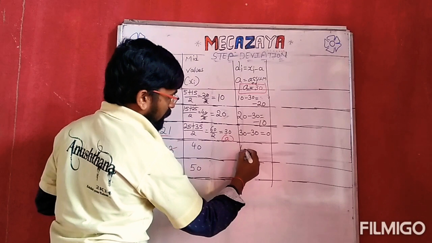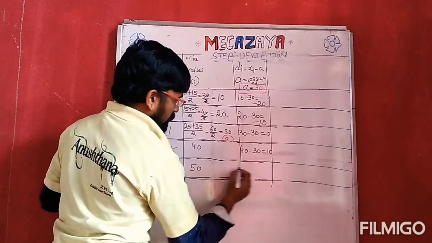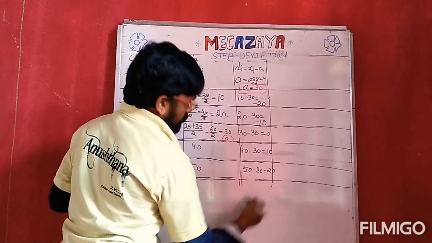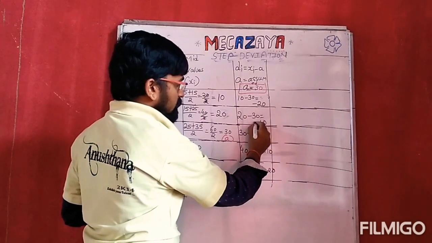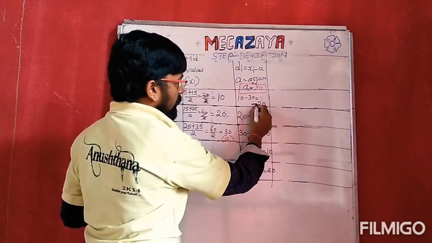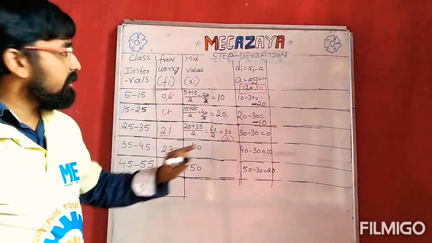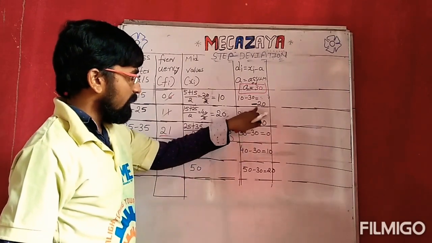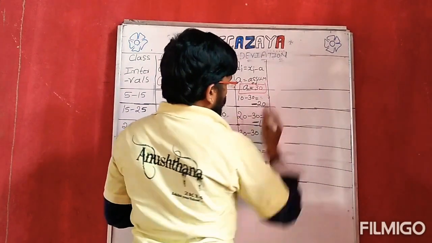Here 40 minus 30 is 10. 50 minus 30, the answer is 20. So let's check here: 0, minus 10, minus 20, plus 10, plus 20. Is it that? Yes. You have to check like this whether it is correct or wrong. 0, minus 10, minus 20, plus 10, plus 20. Right.